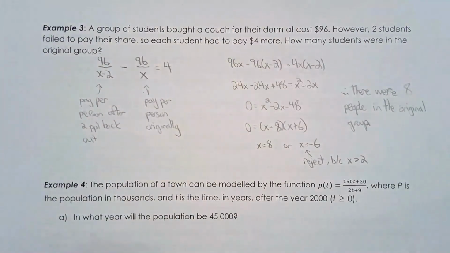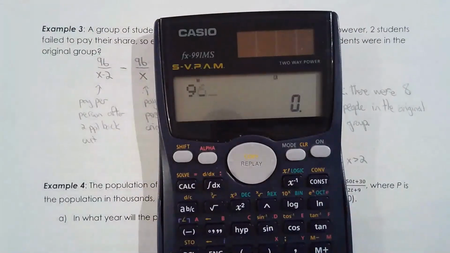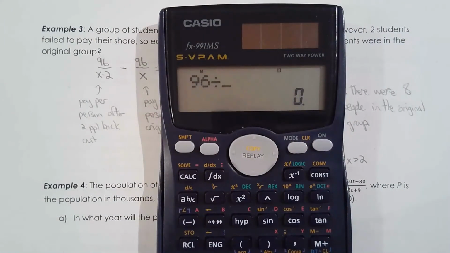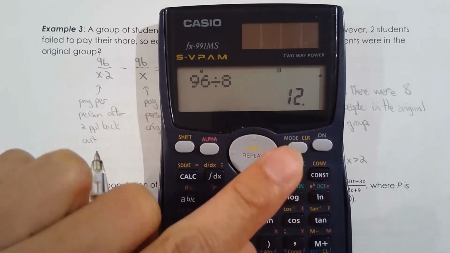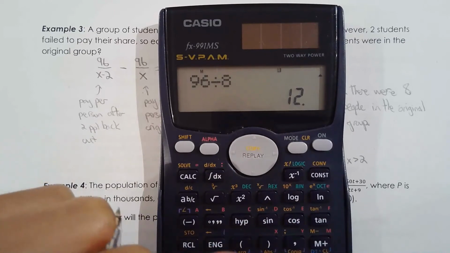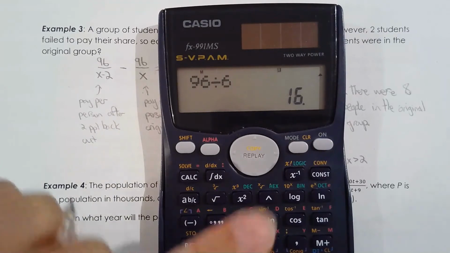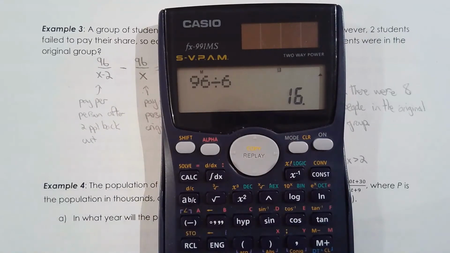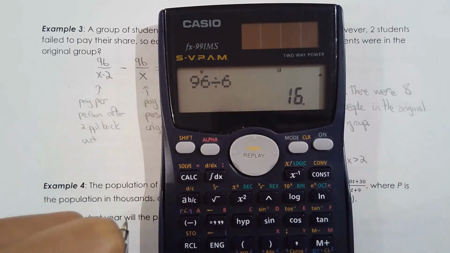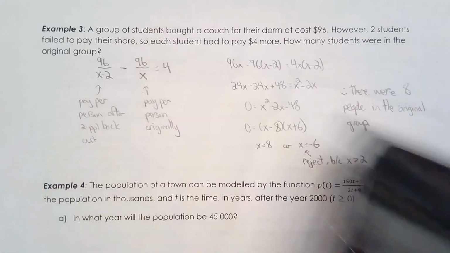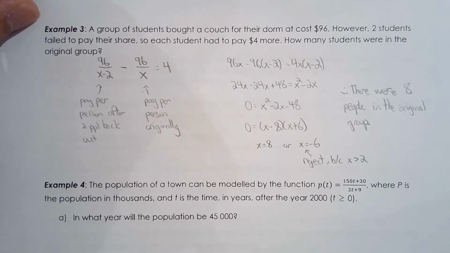You know what? Let's check. So it's 96 divided by 8. With each person, to begin with, their plan was, let's share it, and everyone pays 12 bucks. Because 2 people backed out, I'm going to take that 96 and divide by 6 instead. And then each person has to pay $16 instead of the $12 per person. And that makes sense. 16 and 12, there's a difference of $4. So because 2 people backed out, each kid had to pay an extra $4. So it works out beautifully.